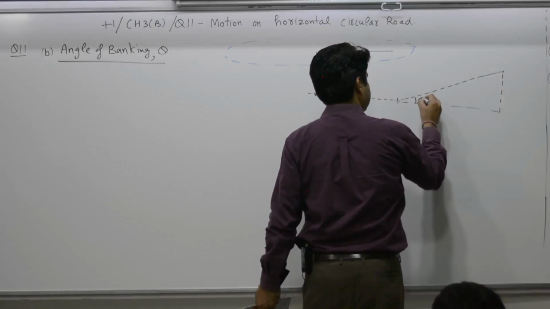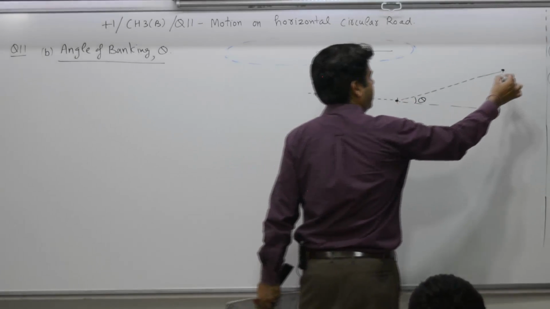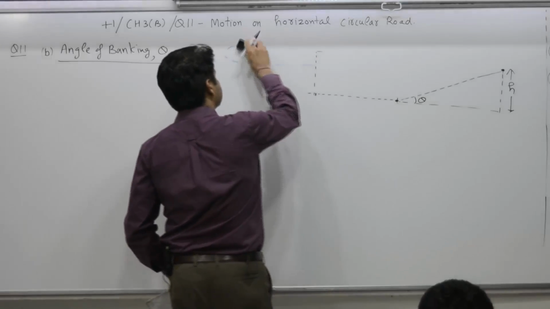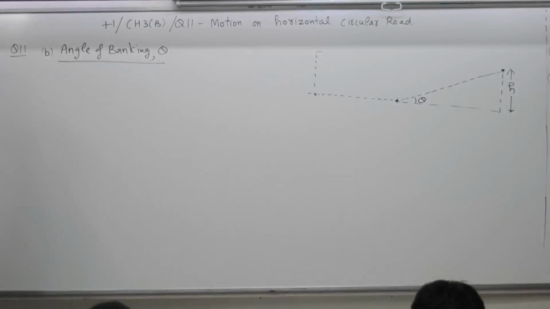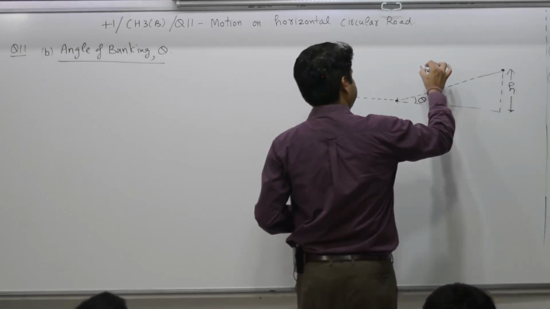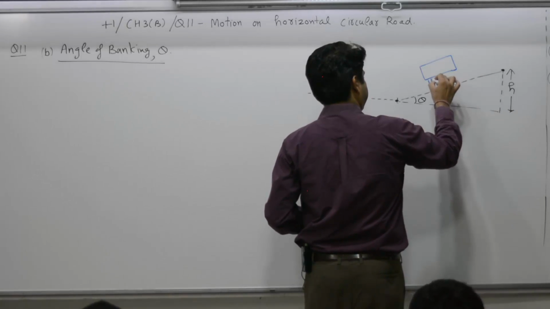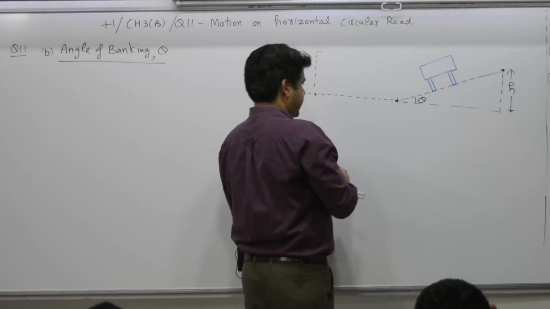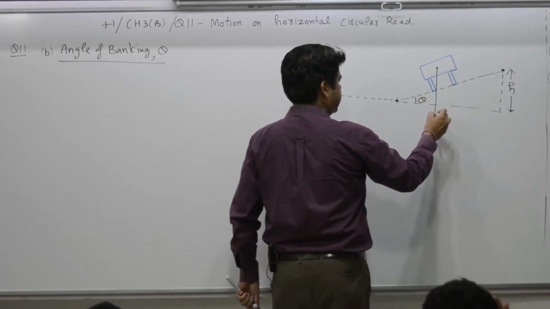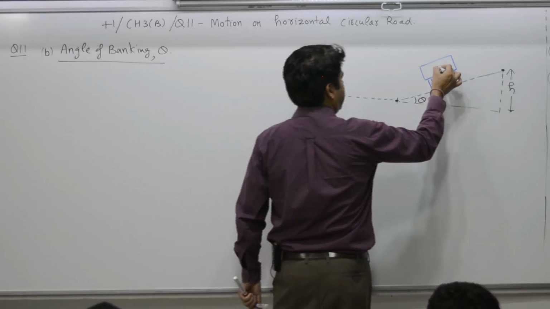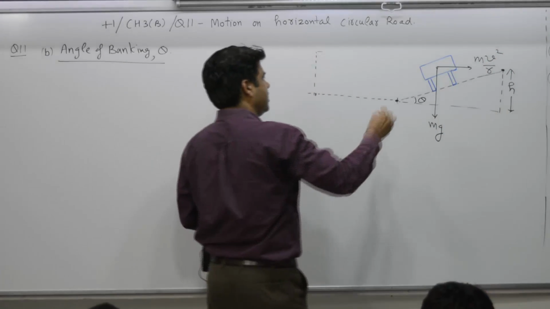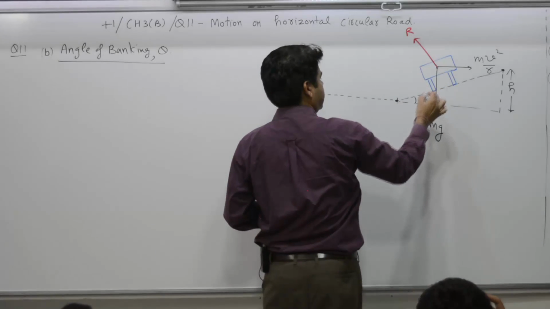the outer edge, this one, is at a higher height, say H, in comparison to the inner one. Then how does the vehicle move? Again, the same vehicle. What are the various forces acting? Weight is acting downwards, mg. Something will provide mv square by r. And normal reaction is what? R is the normal reaction. Theta.